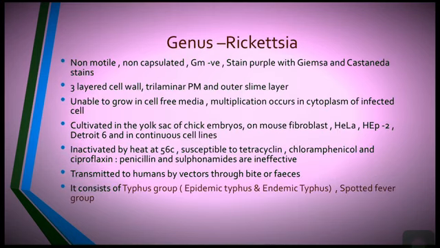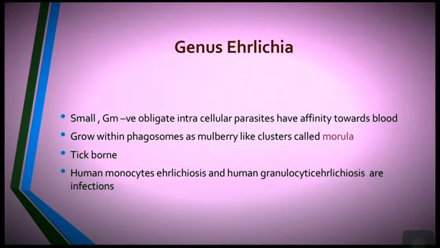It consists of the typhus group, that is epidemic typhus and endemic typhus. Epidemic typhus is caused by Rickettsia prowazekii. Endemic typhus is caused by Rickettsia typhi or Rickettsia mooseri. And Rocky Mountain spotted fever is caused by Rickettsia rickettsii. The other genus is Ehrlichia.